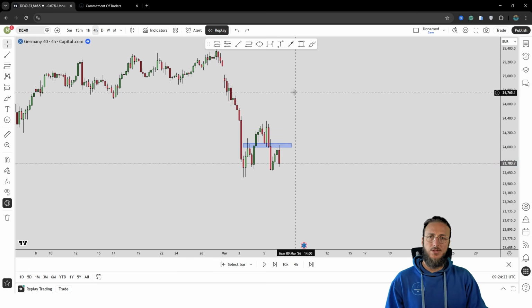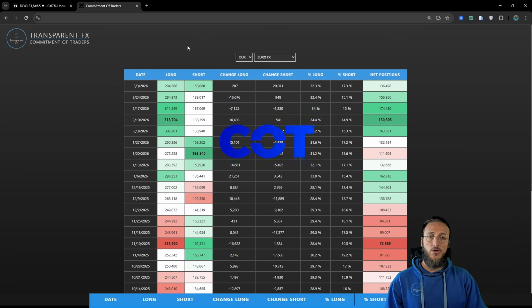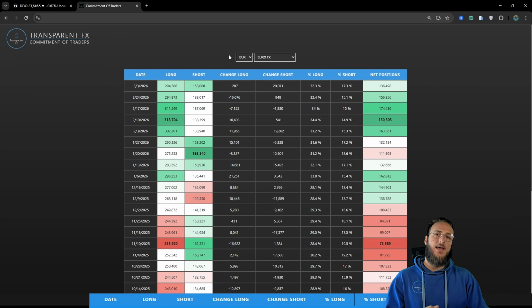Speaking about institutional selling pressure, if we move to the commitment of traders, a nice proxy for the DE40 is the euro. Why? Because the DE40 is essentially full of large cap exporters. These are big companies that are mostly exporting outside of Europe, right? And a weakening euro favors exporters, right? A strengthening euro is a headwind against exporters, right?